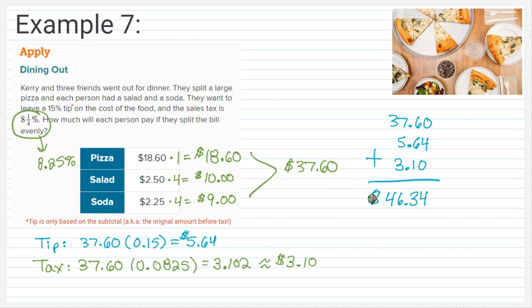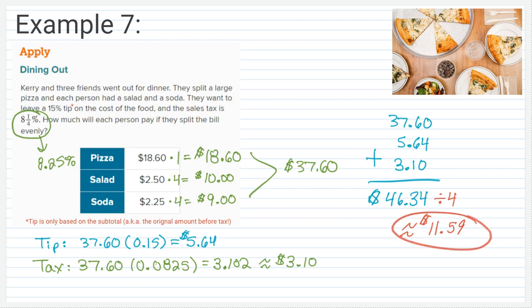But again, not my final answer, because it doesn't say how much we're going to be paying after tip and after tax. It says how much is each person paying if they split the bill evenly. So remember, we said that there are 4 people. So we have to take this answer and divide this by 4 to figure out how much each person is going to be paying. And each person is going to be paying approximately $11.59 for this meal. And that's it for this question.